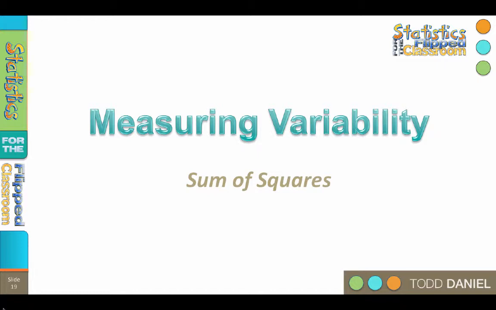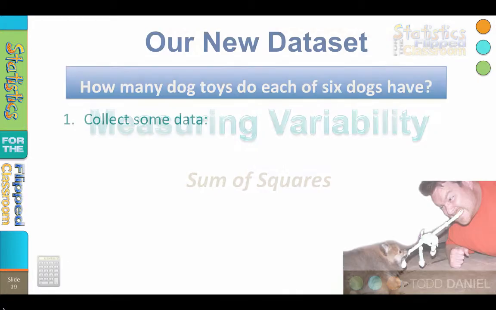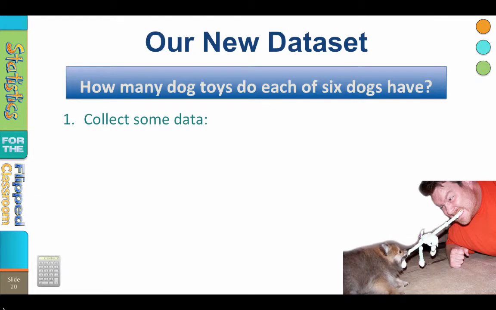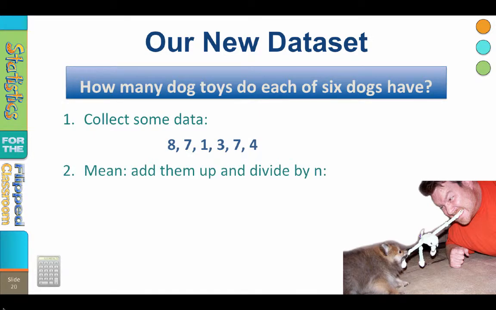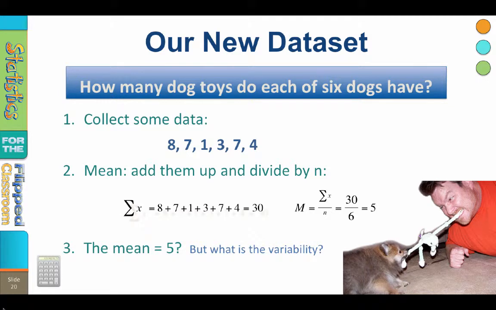To make this easier, we need a data set. So we survey 6 statistics students and ask them to tell us how many dog toys each of their pets own? And here are the answers. 8, 7, 1, 3, 7, 4. To calculate the mean, we add them up and divide by n. The sum of x is 30, divided by 6 equals 5. So the mean is 5.